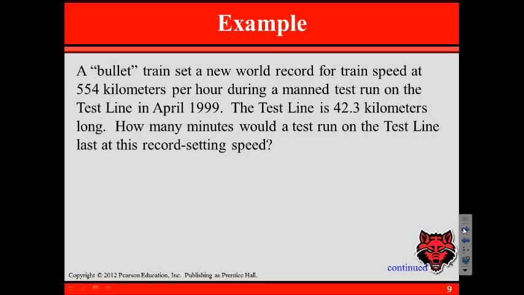Let's try another example where we will need to use formulas in order to solve for an unknown quantity. A bullet train set a new world record for train speed at 554 kilometers per hour during a manned test run on the test line in April 1999. The test line is 42.3 kilometers long. How many minutes will a test run on the test line last at this record-setting speed?